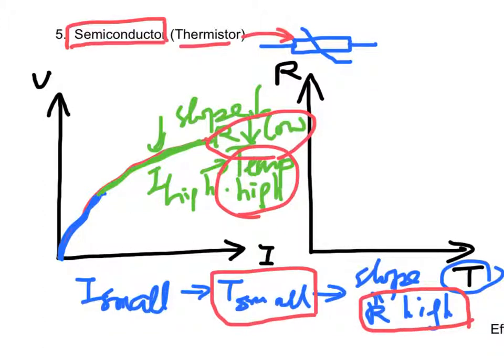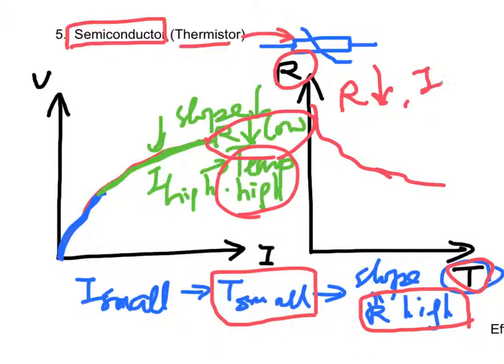As a result, we see that the graph of resistance against temperature is that the resistance of the thermistor drops when the current increases or when the temperature increases. This relation is completely different from that of a filament bulb.